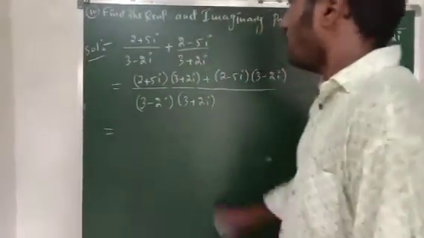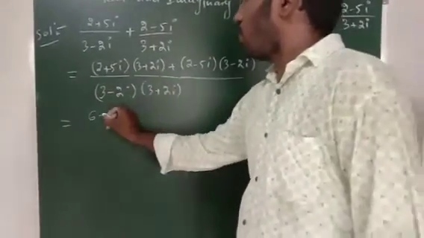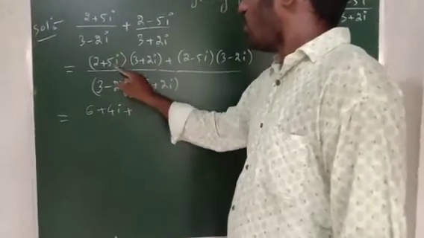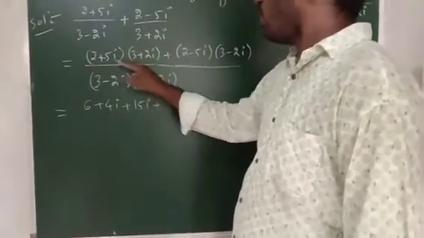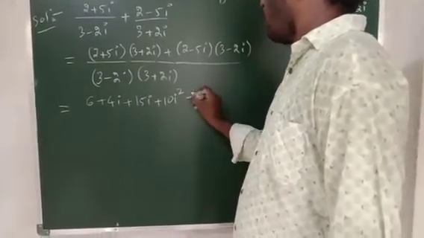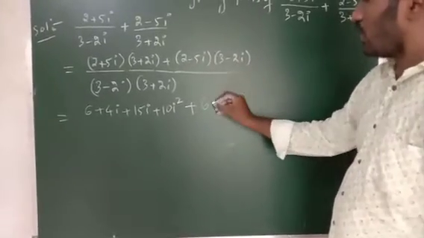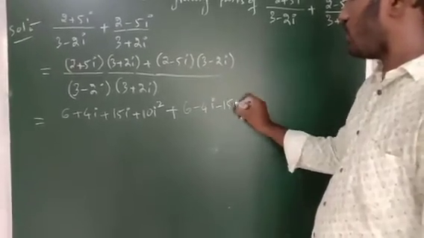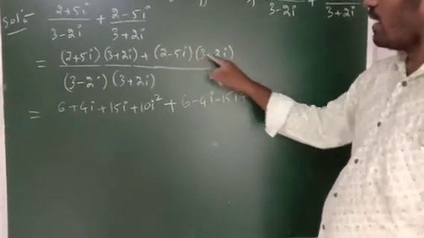So this is equal to 2 into 3 is 6. Next, 2 into 2i is 4i. Next plus 5i into 3 is 15i. Next plus 5i into 2i is 10, and i into i is i square, so 10i square. Plus now here, 2 into 3 is 6. Next, 2 into minus 2i is minus 4i. Next, minus 5i into 3 is minus 15i. Next, minus into minus becomes plus, 5 into 2 is 10, and i into i is i square.